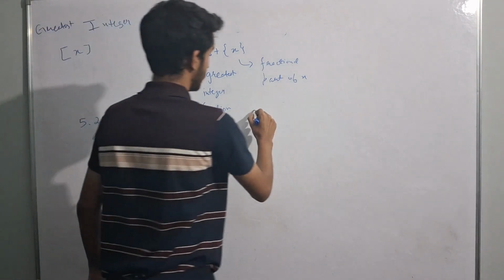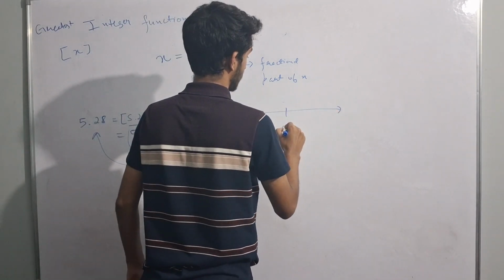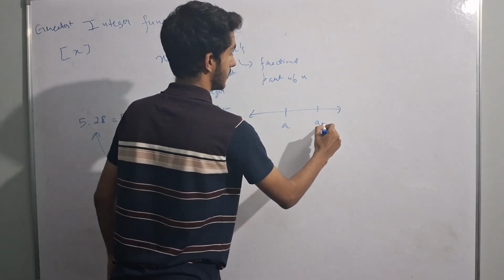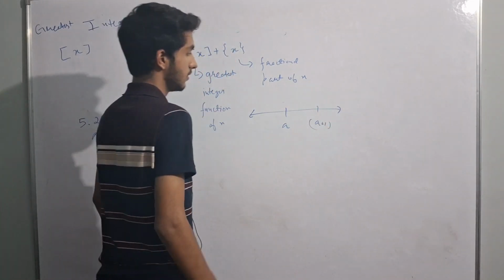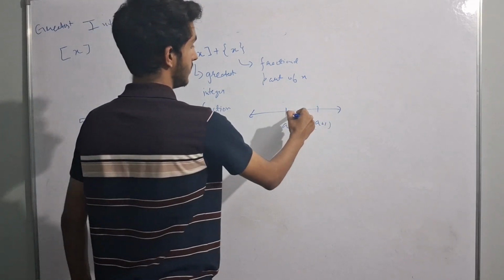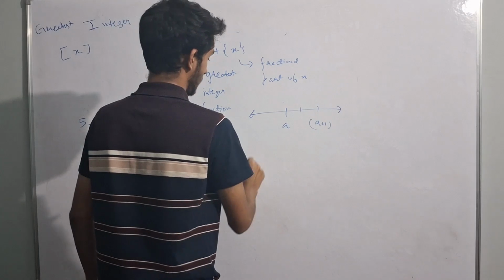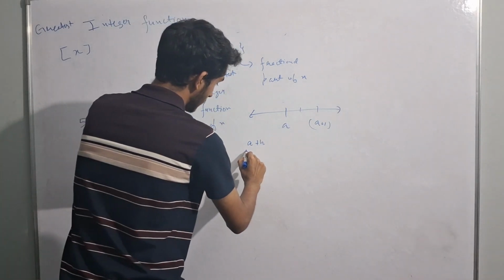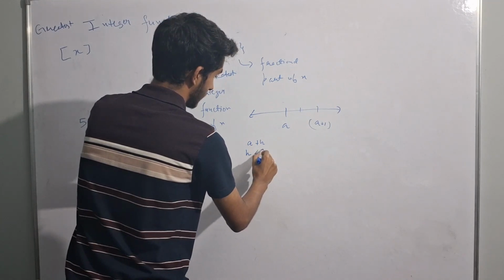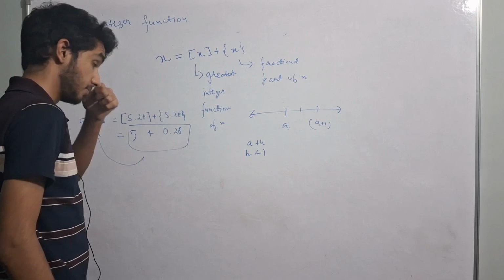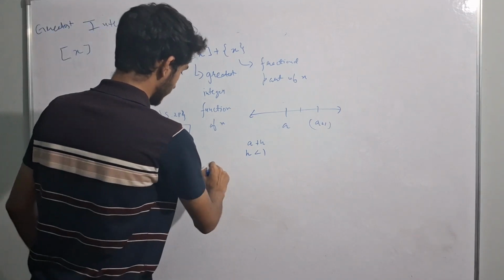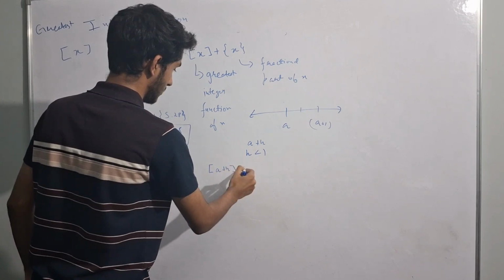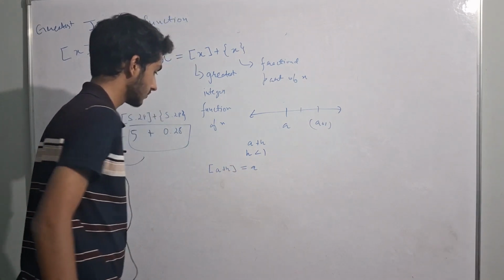So let's say we have a positive number a, and this is, let's say, a plus 1. So let's say I take a number between a and a plus 1, let's say a plus h. Basically we know h is less than 1. That means 1 is greater than h. Therefore, the greatest integer function of a plus h would be equal to a.